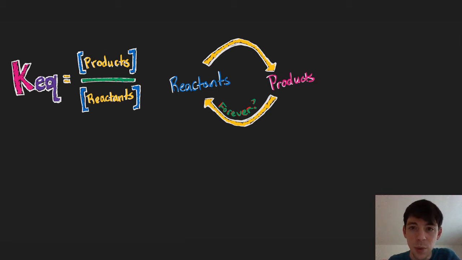We can predict how much of each substance will be present at equilibrium using an equilibrium expression, which is simply a ratio of the amount of products present at equilibrium to the amount of reactants. This ratio is called KEQ, the equilibrium constant, and is different for each type of reaction.